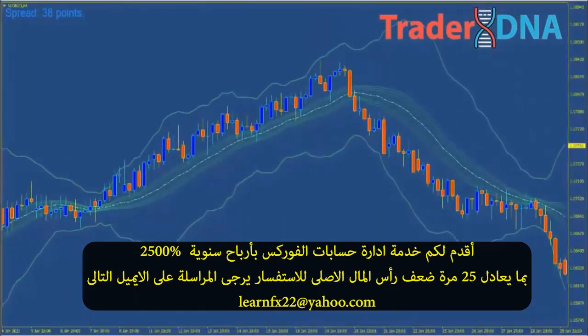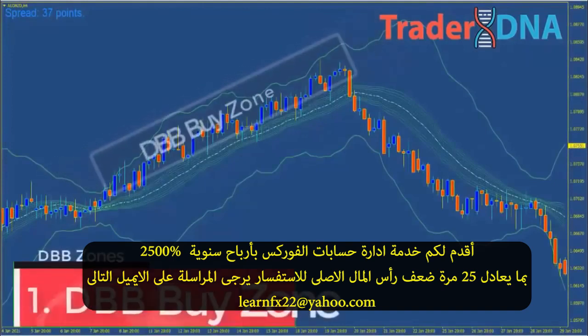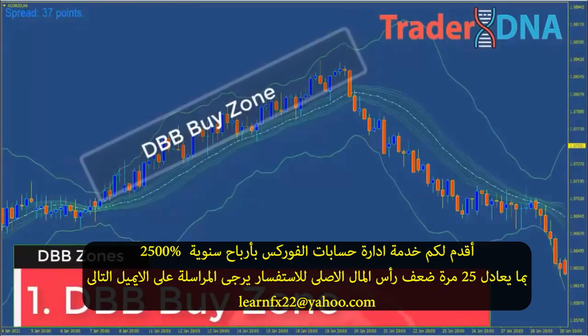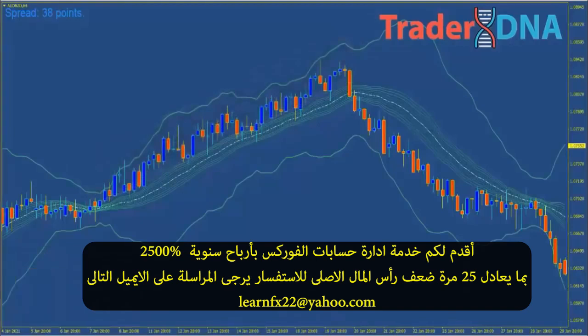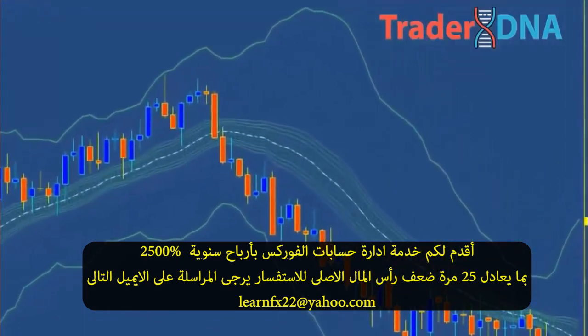The double Bollinger Band strategy incorporates three different zones. First, the double Bollinger Band or DBB buy zone. The DBB buy zone is found above the upper 0.5 standard deviation. Presence of buy signal. Second, the DBB neutral zone or 20 SMA zone.